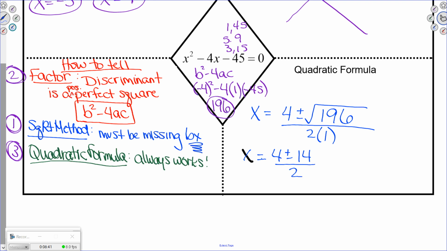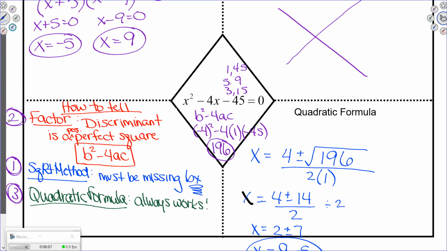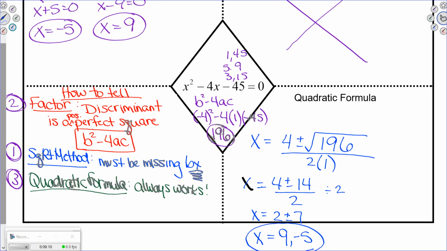Then we want to look, can I divide all 3 numbers? Yep, I can divide them all by 2. So we get 2 plus or minus 7. There's no radical, there's no i. So what's 2 plus 7? And 2 minus 7, negative 5. Holy crap, I got the same answer I got when I factored it. Is that like a miracle?